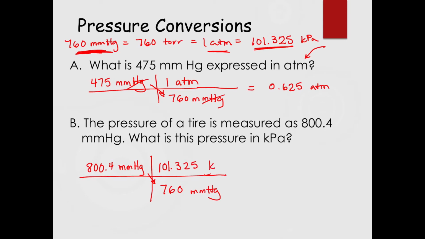So again, we didn't need to convert to atm or to torr. We're just going to use whichever units we need to do this conversion because they are all equal to each other. So this gets us 106.7 kilopascals. Okay, so that's how we can do these pressure conversions.